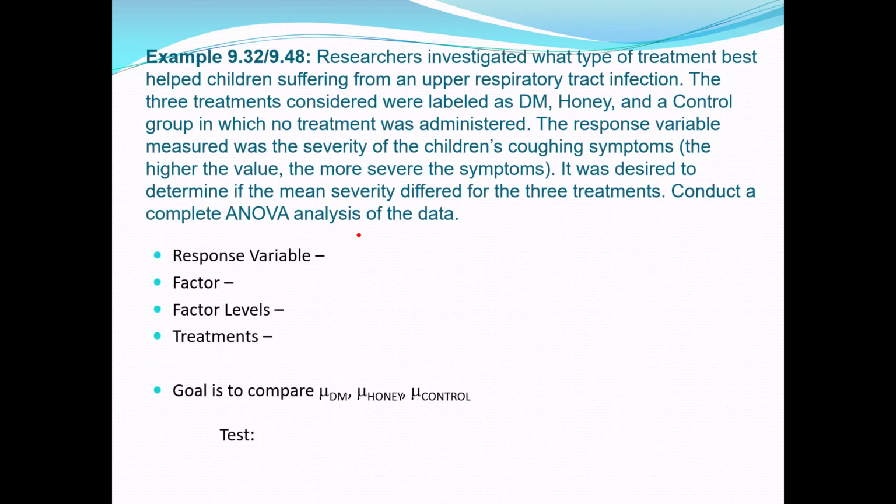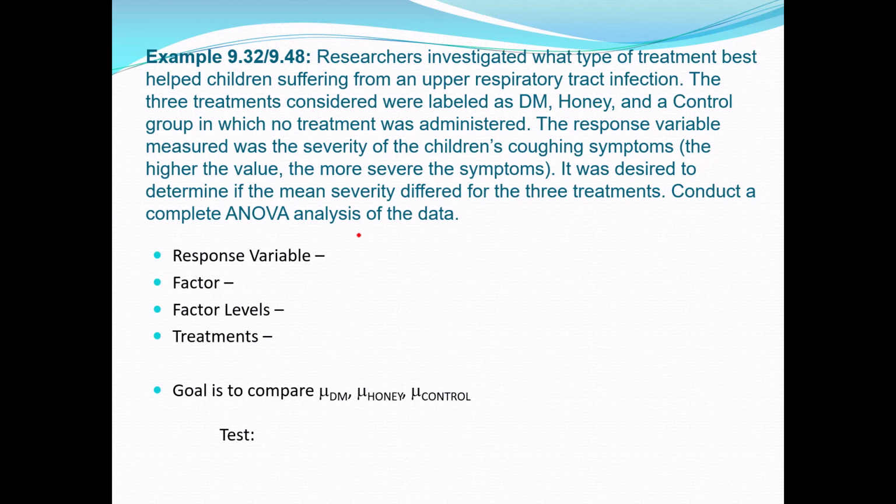Let's say we want to help treat children that are suffering from an upper respiratory tract infection. That sounds like a pretty good thing to do. The 3 treatment groups considered were labeled as DM, honey, and a control group where no treatment was administered. So parents are giving their kids cough syrup. One of them is called DM, one of them is just honey, and one of them is just control group, which is just a placebo.